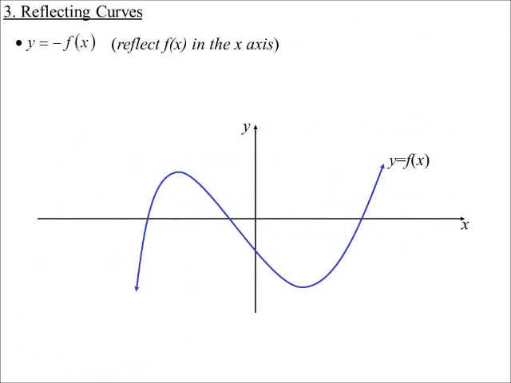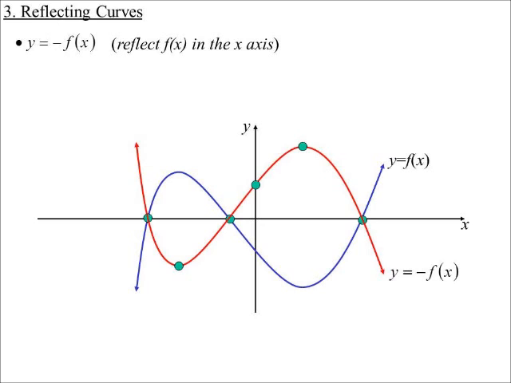Reflecting curves. Y equals negative function x is a reflection in the x-axis. Let's reflect it. Because what we're now saying is, everywhere it was positive, it's now negative, and everywhere it was negative, it's now positive. And so I just plot the key points, reflect them in the x-axis, and there we go, look at that. As y equals negative function x.